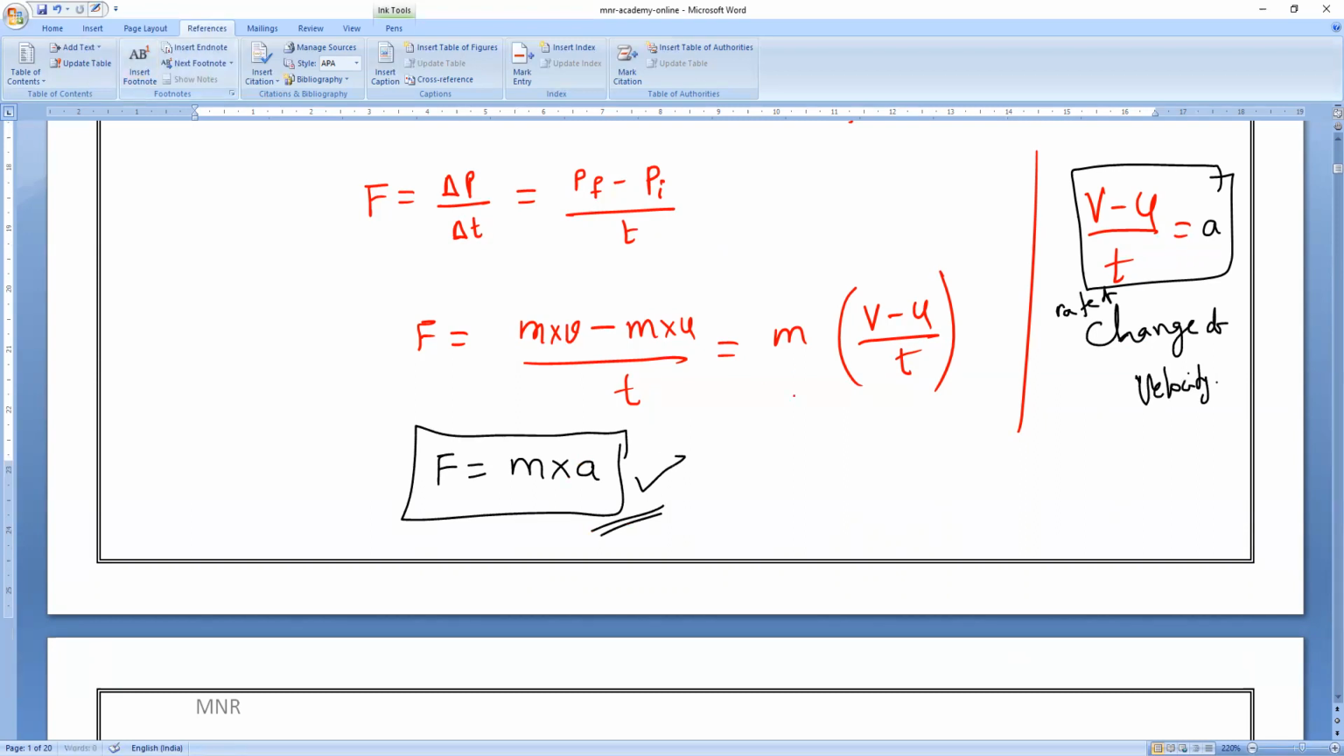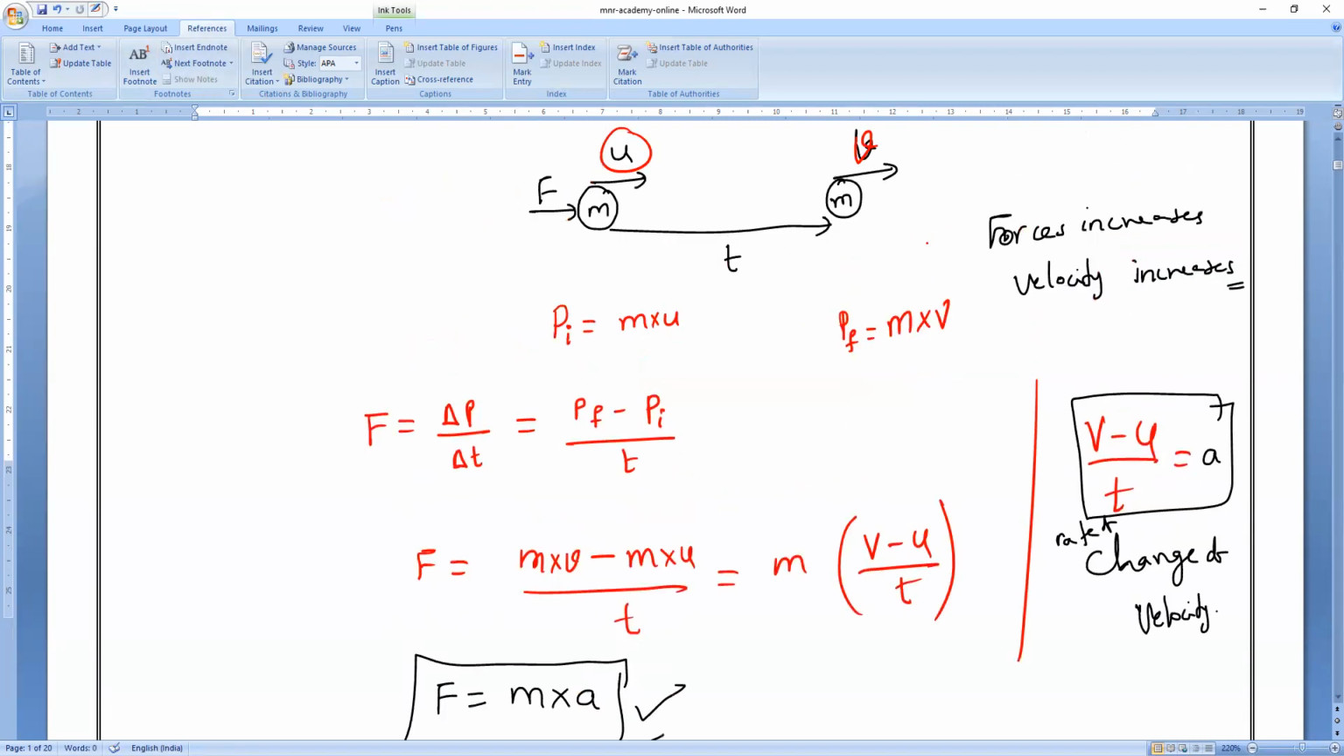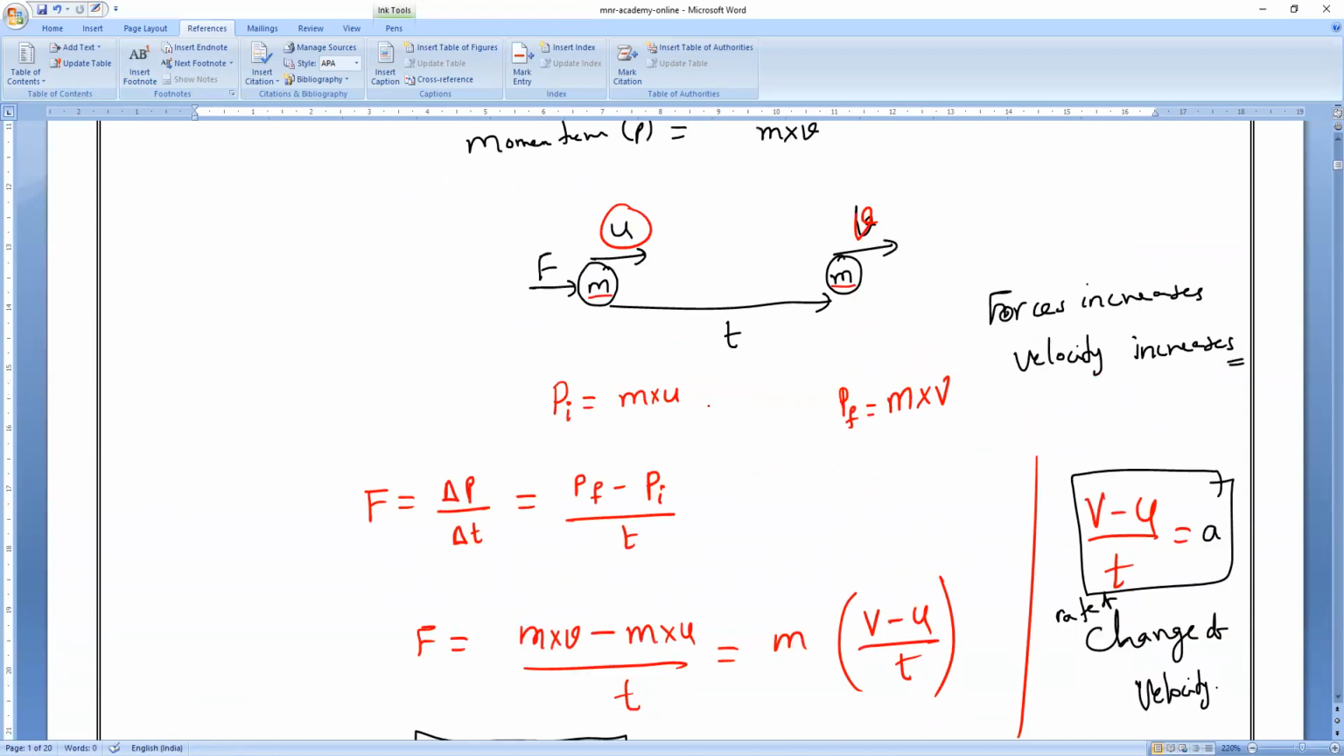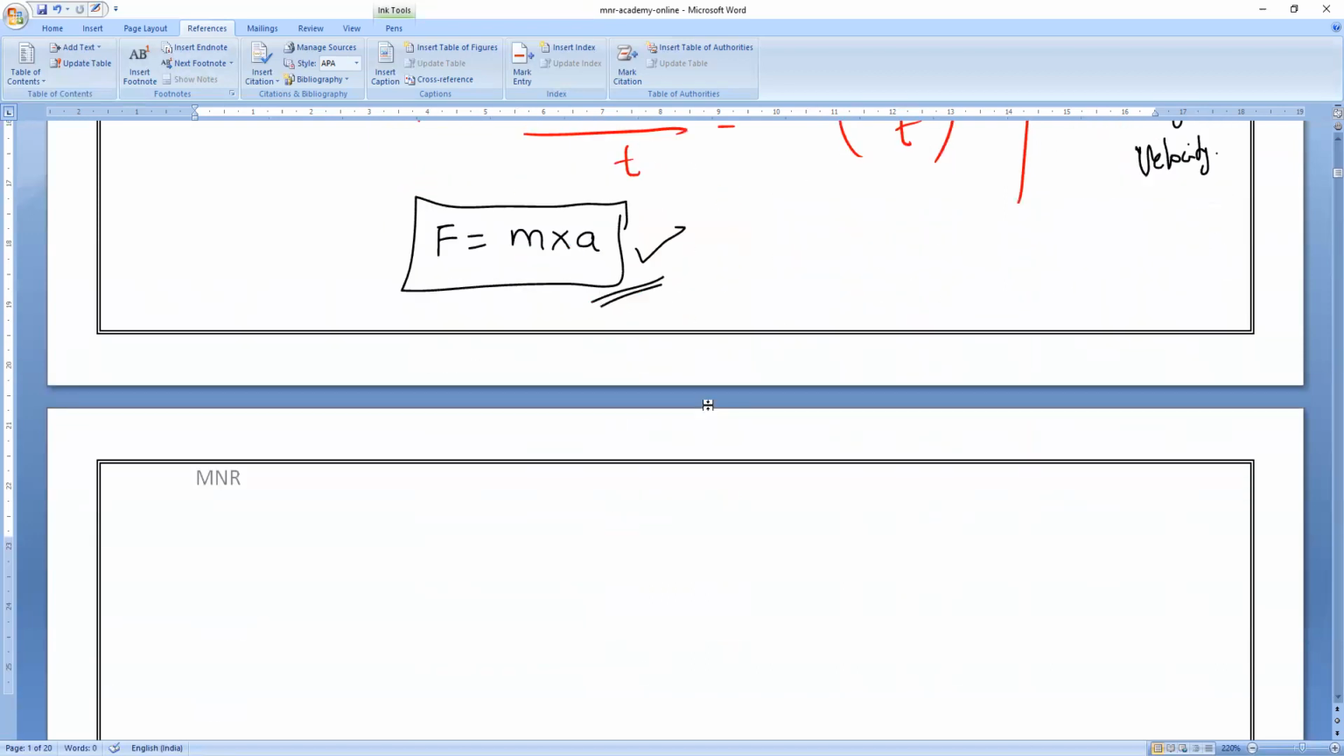This is what is called Newton's second law. But if you observe very carefully, velocity is changing, but what remains constant here? m always remains constant. So remember, F is equal to ma is not true in all cases. Why? Let us discuss now why that is.